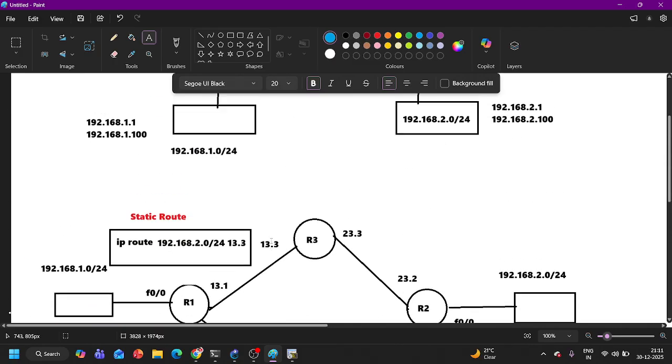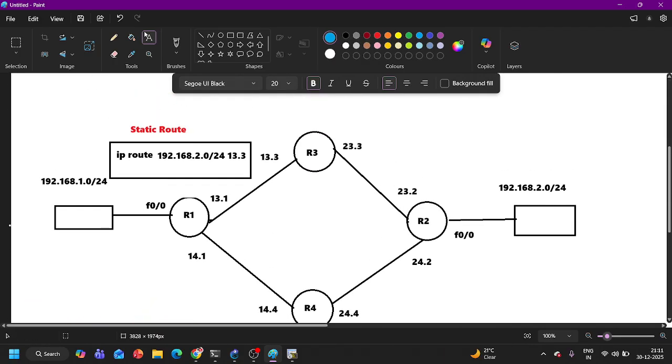But here is one issue, guys. Let's suppose here I have configured a route like this, IP route 192.168.2.0 255.255.255.0 or /24 in short, and 14.1.1.4 and AD value, let's say 2. Backup. Still there is one issue. What if this link goes down? Can R1 understand that? Will R1 perform failover?